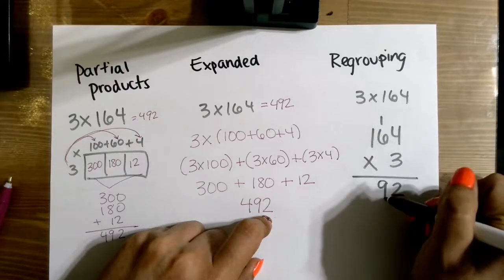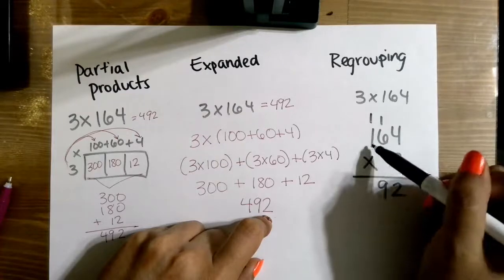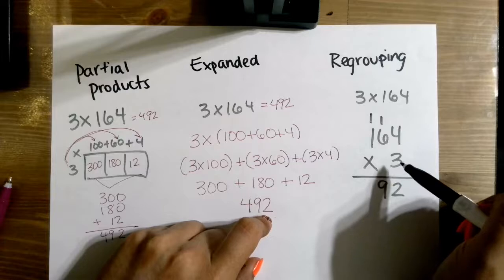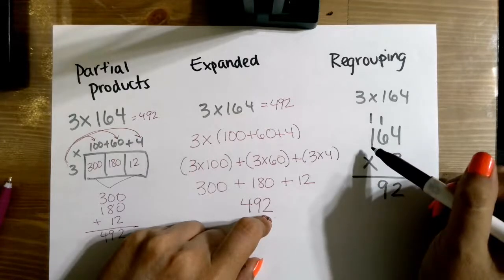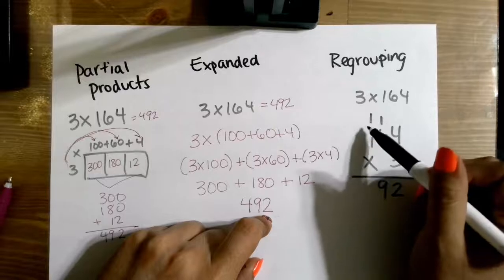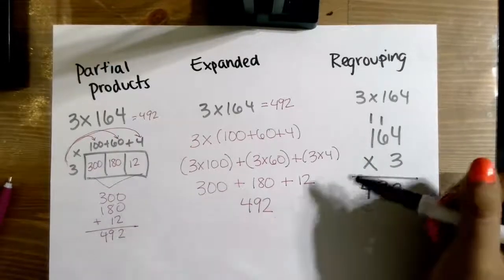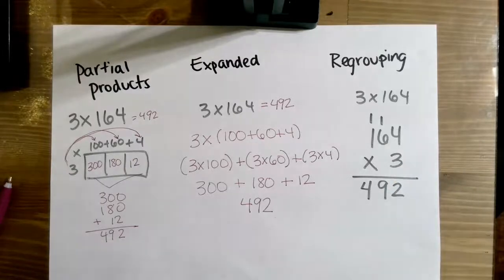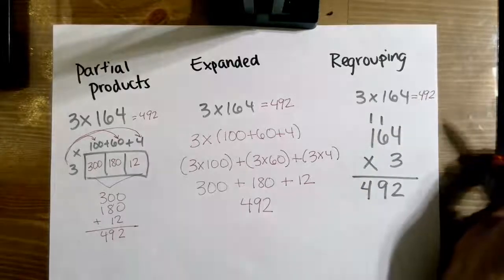The 9 goes down here, the 1 goes up here. 3 times 1, which is really 3 times 100, would equal 300, but we think of it just as 3 times 1. 3 times 1 is 3, plus 1 more is 4. And we get 492. Notice that the answer is the same regardless of what strategy you use.